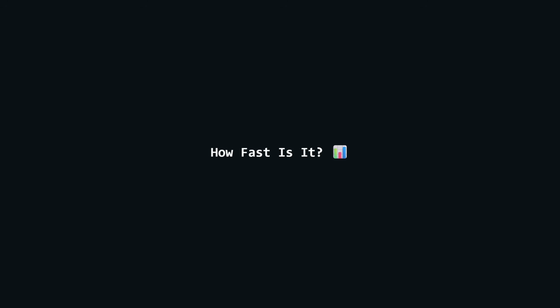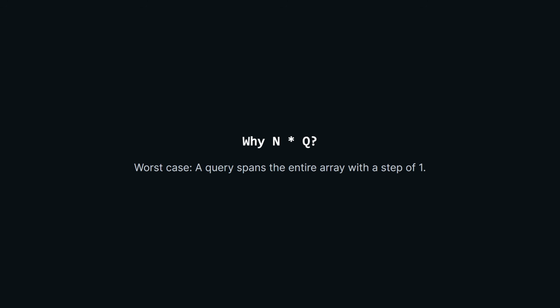So how efficient is this simulation approach in terms of big O notation? The time complexity is O(n times q), where n represents the number of items in our starting array, and q represents the total number of queries we have to process. This is because in the absolute worst-case scenario, every single query might ask us to walk through the entire array one step at a time, forcing us to do n amount of work q amount of times.